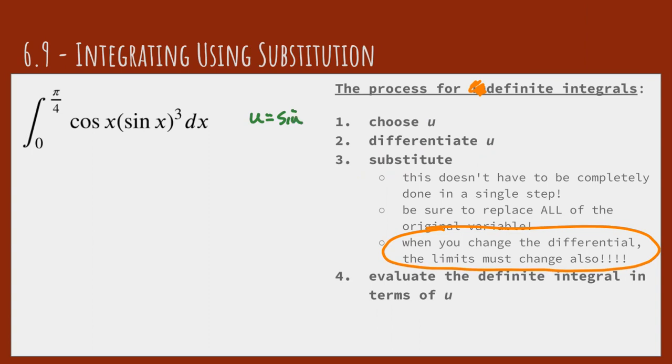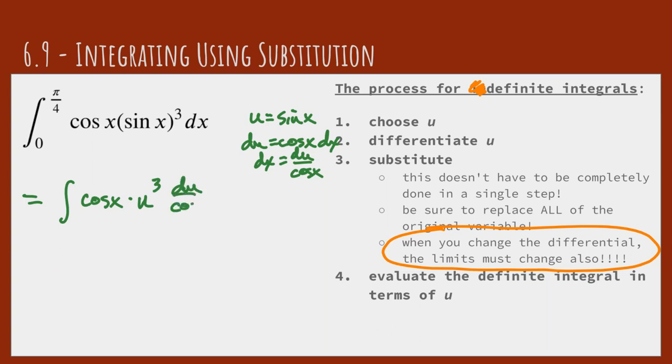So we'll say u equals the sine of x, du equals cosine of x dx, dx is equal to du over cosine of x. So making the substitution, we've got u is sine of x, so it's going to be the integral of cosine of x. Sine of x is going to be replaced by u, so u to the third power. dx is going to be replaced by du over cosine of x. And just like we've seen in previous problems, actually this exact same problem previously, the cosines cancel.